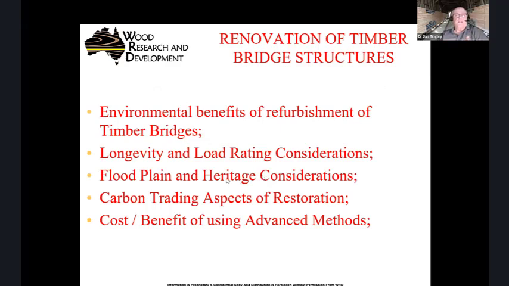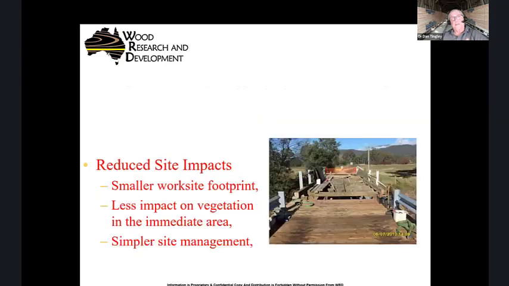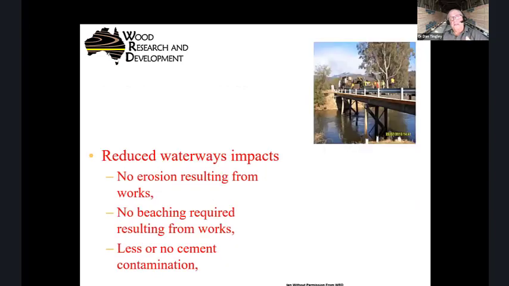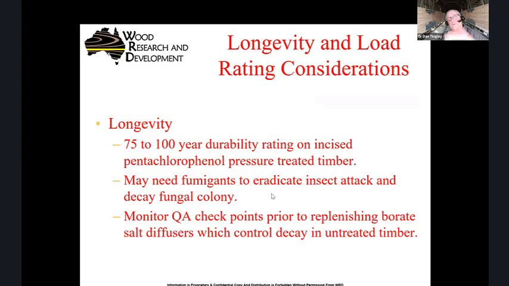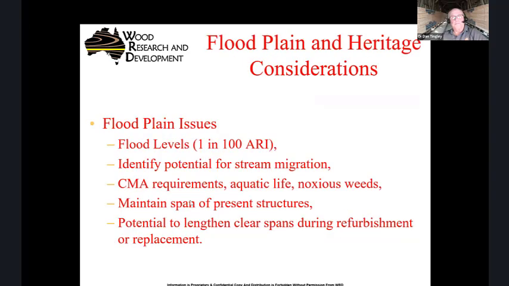So these are some of the key reasons: environmental, longevity, floodplain and heritage consideration, carbon trading, cost benefits, reduced site impact, smaller work site footprint, less impact on vegetation, simpler site management. These are key reasons for restoring and extending life of the existing bridge inventory. Reduced atmospheric impacts, for example, from cement dust and silica. Reduced community impacts, less need for heavy transport involved, and less impact on local traffic through long-term reroutes and bypasses that are there for months on end while they're building new bridges. And longevity, of course, is a key reason.